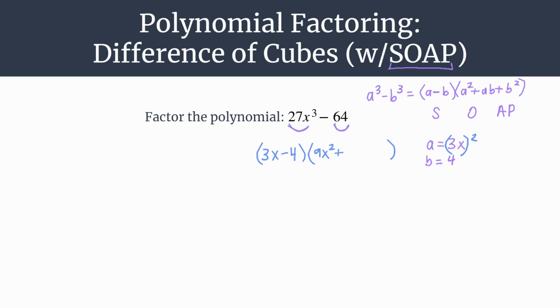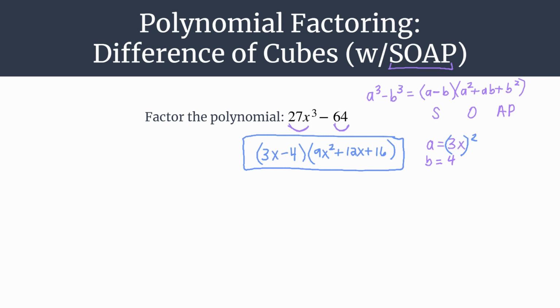Just looking up at our template, a times b will be 12x. And then always positive for that last sign. And then 4 squared is 16. So this is our factored polynomial. A quick reminder, you'll never be able to factor that trinomial further. That actually gives you two complex solutions, or with imaginary parts. So if you're solving, you'll simply use your quadratic formula for that part. Don't spend any time trying to factor that further. That's as factored as it will get. All right, so this is your answer.